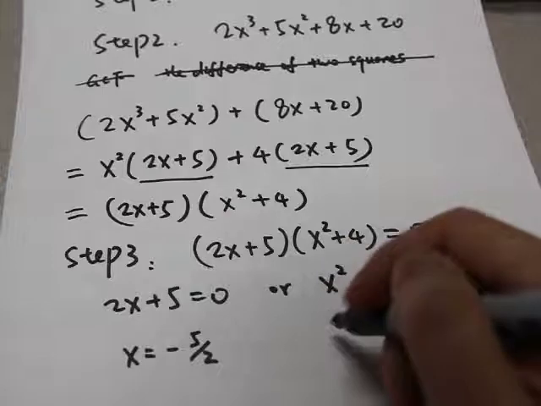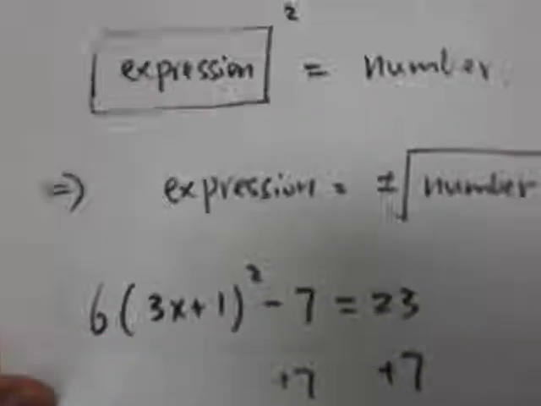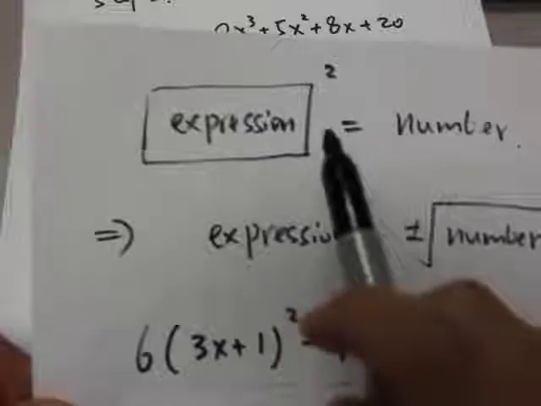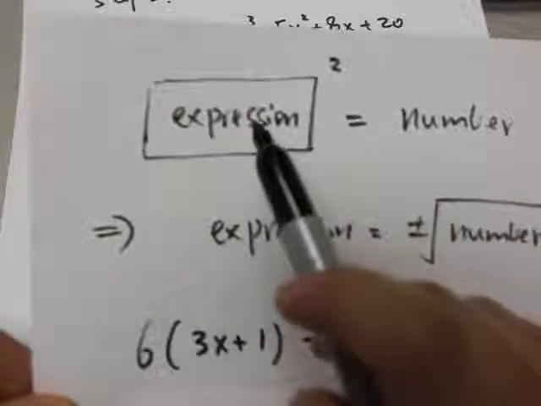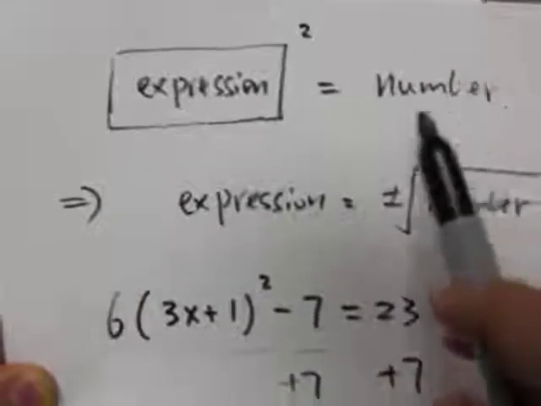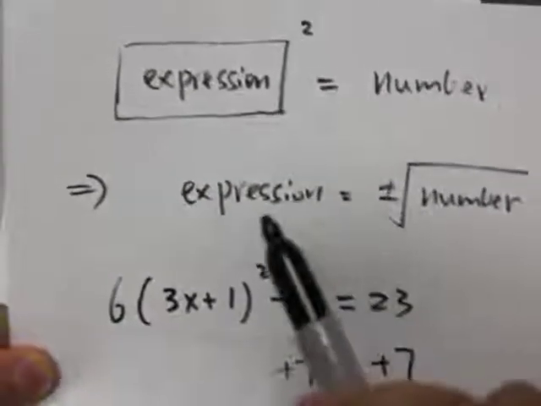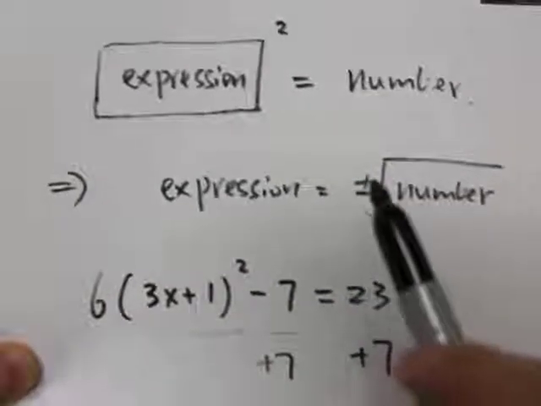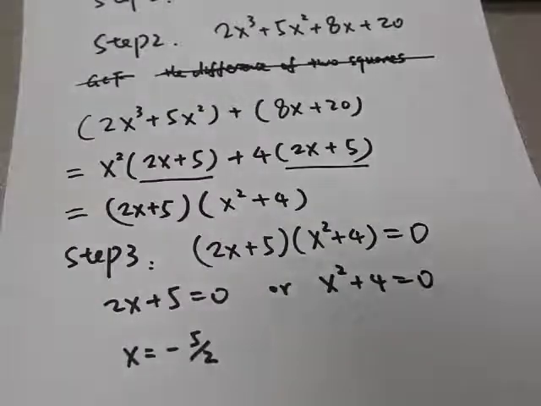That way is like this, right? We said that if the quadratic equation is written in this form, where one side is a square of some expression and the other side is a number, we can solve this equation by taking the square root. So this expression is going to be equal to positive or negative square root of this number. Okay.